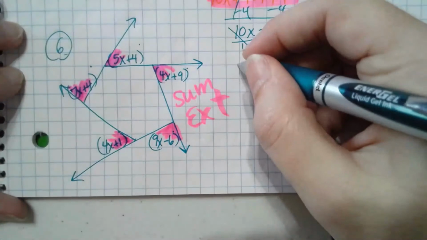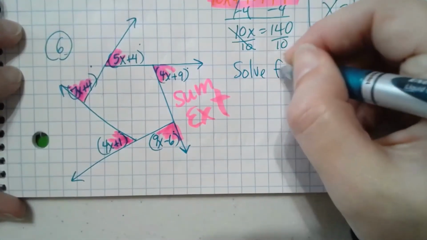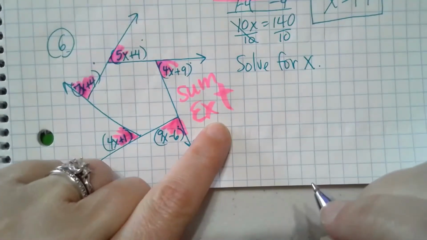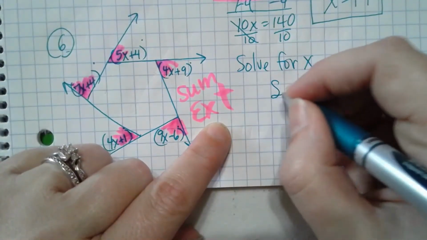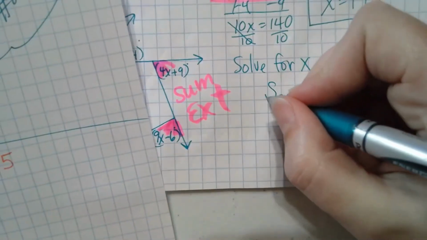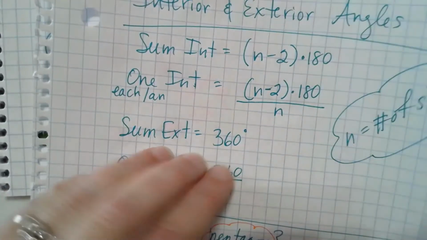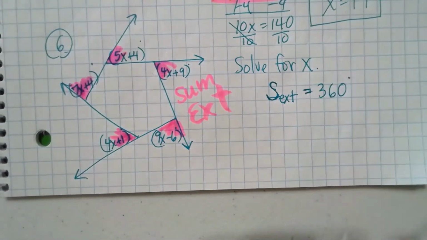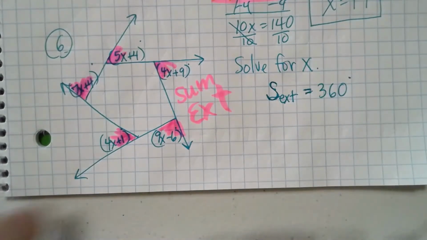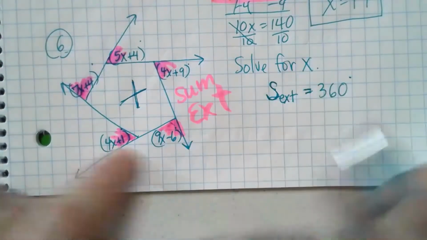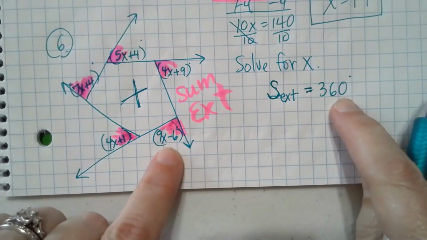Oh, hey, we need directions. Solve for x is our directions for this problem. Okay. Sum of the exterior. So I'm going to look at my formula chart for sum of the exterior. S for sum exterior. Look at that. Sum of the exterior equals 360. Okay. Again, this is the one that doesn't change. So all of these together are going to add up to equal 360.